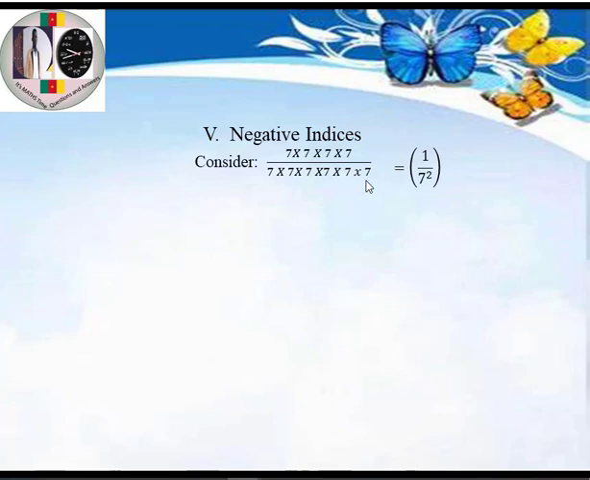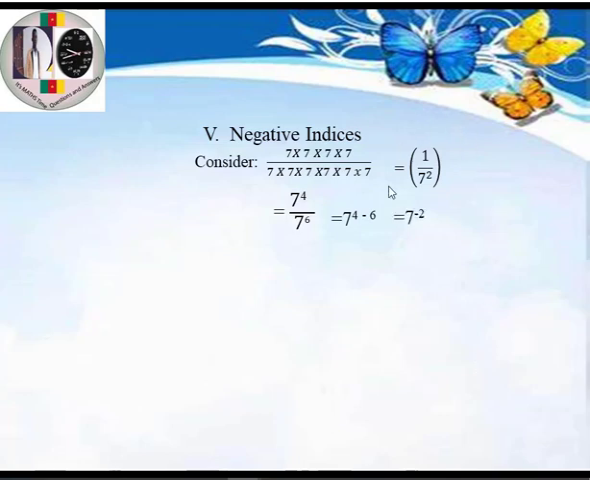So again, if we consider the division law, we are going to have 7 times 7 times 7 times 7, 4 times, so 7 power 4 divided by 7 power 6. And this law says that if we are dividing two index numbers with the same base, we subtract the power. So we are going to have 7 power 4 minus 6, and 7 power 4 minus 6 is the same as 7 power minus 2.